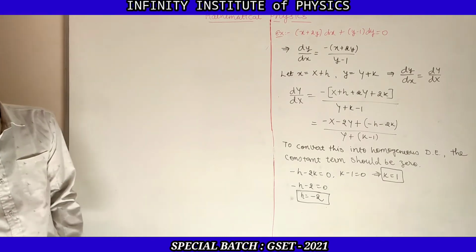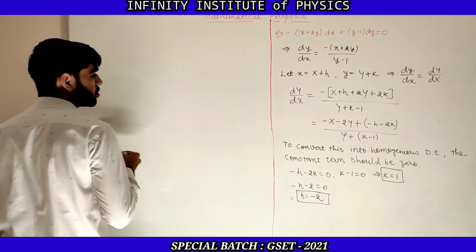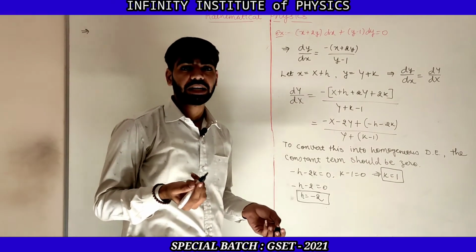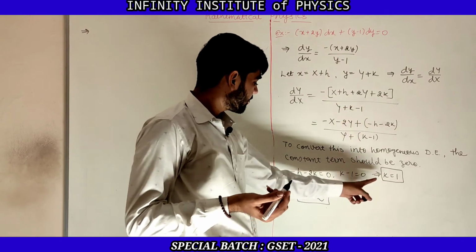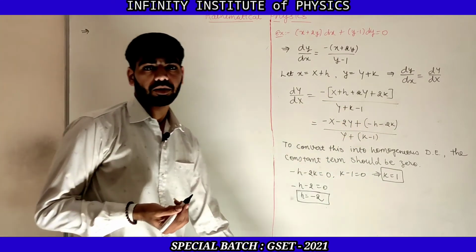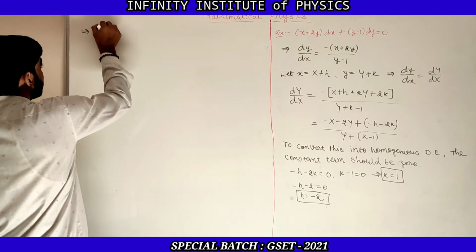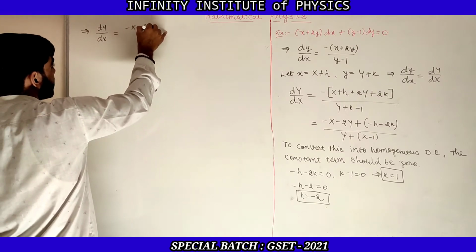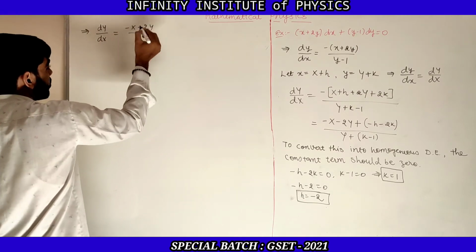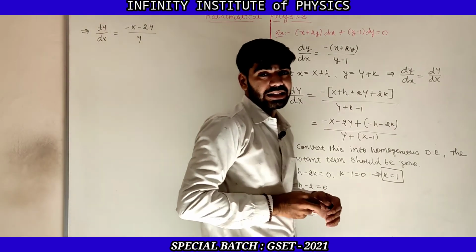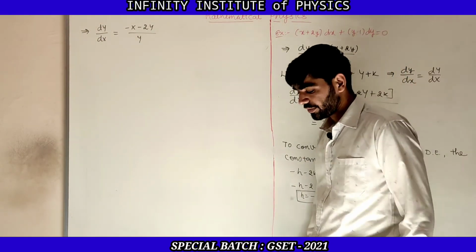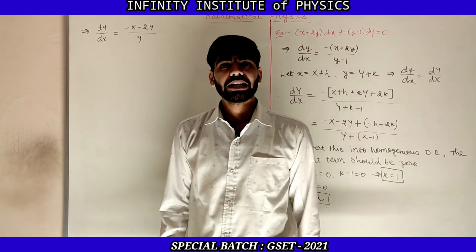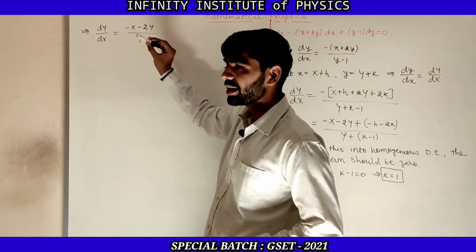So now let us write down this equation without the constant term, because we have considered the constant term as 0 after solving for the values h as minus 2 and k equal to 1. So now the equation will be dy by dx is equal to minus X minus 2Y upon Y only. And now you can see that this is the homogeneous differential equation. So how to solve this homogeneous? We need to take the assumption y is equal to vx. So now here we have capital Y and capital X.